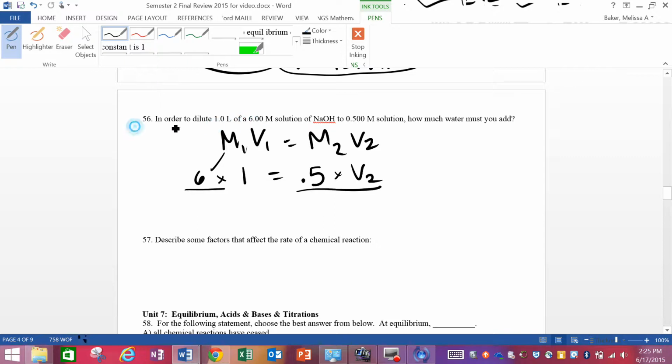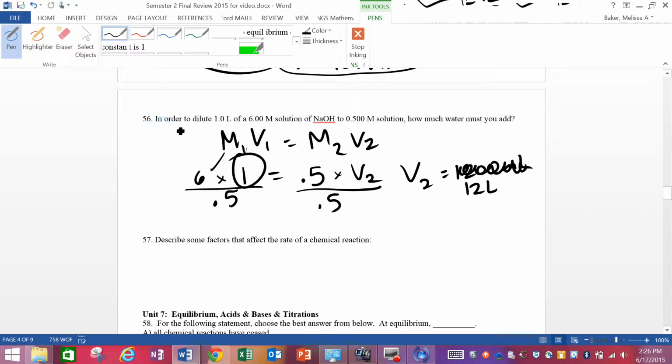So first let's figure out the total volume that your new solution is. It comes out to be 12 liters. So if you started off with 1 liter, then how much water do you need to add to make it 12 liters? You only need to add 11 liters.